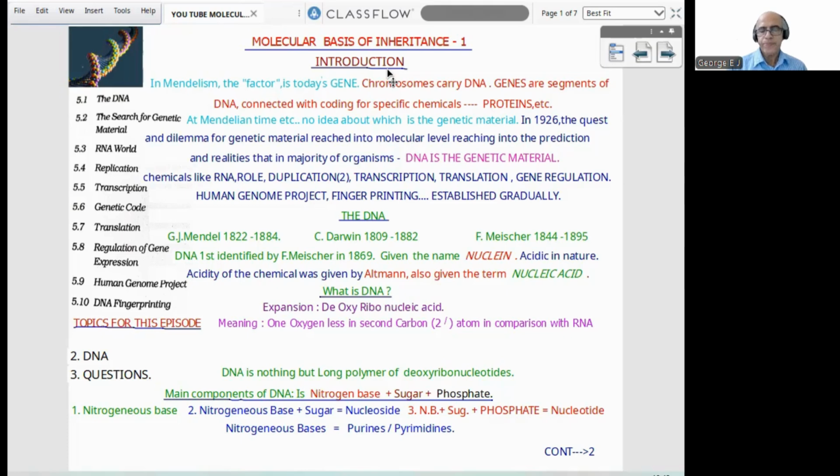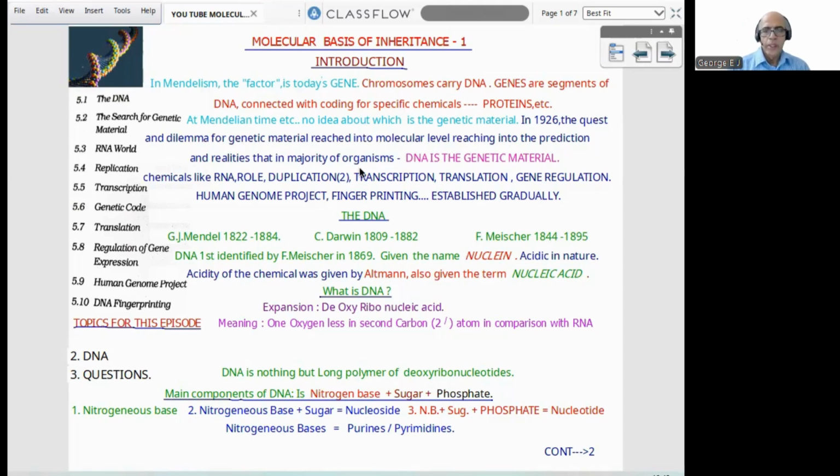Now we can continue. Previously, at Mendelian time or connected with that time period, there was no idea about which is the genetic material. This quest and dilemma made it more and more confusing, so more and more interest developed. Around 1926, this quest for the genetic material reached the molecular level, reaching predictions and realities that in the majority of organisms, DNA is the genetic material. That is how that idea came: DNA will be the genetic material.